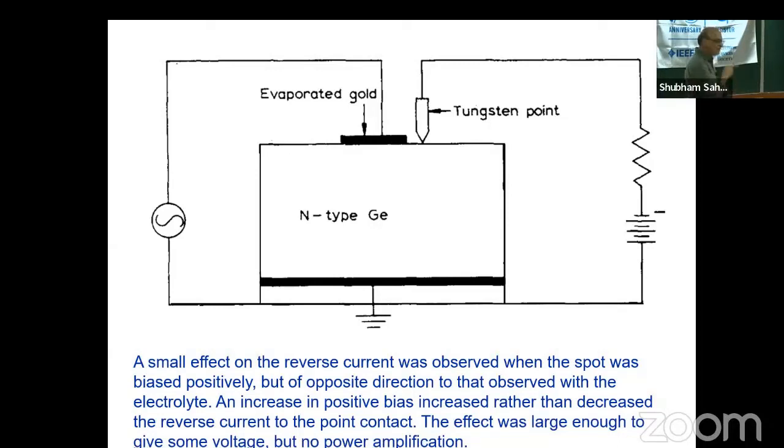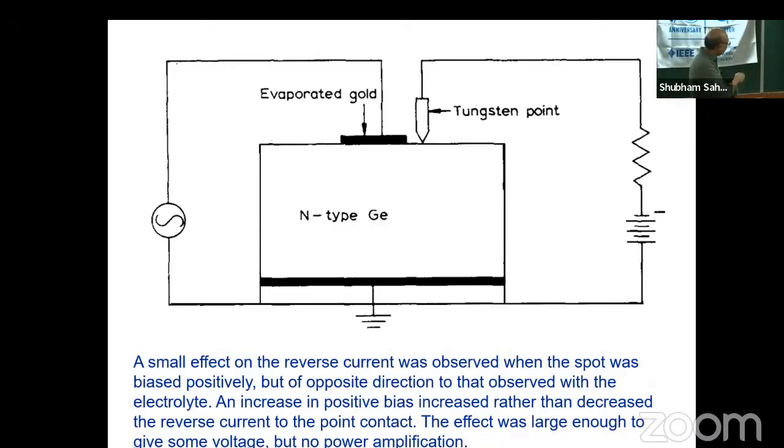But the effect was just the opposite of what they were seeing earlier. They expected that if you apply, let's say, voltage in one direction, the current would decrease. But they found that the current was actually increasing. Just the opposite of what they expected here. So note, what is the reason that the current is flowing? It's a reverse bias junction. There are holes here, and the holes are flowing into this tungsten. The holes are going from here into this point contact and causing a current.